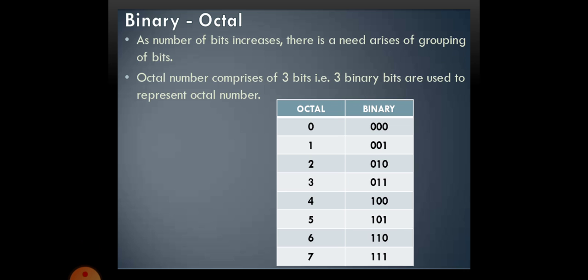Binary to octal. As the number of bits increases, there arises a need for grouping of bits. An octal number comprises 3 bits. 3 binary bits are used to represent an octal number. So how many octal numbers do we have? Only 8, 0 to 7, right? So look at the binary equivalent of each octal.